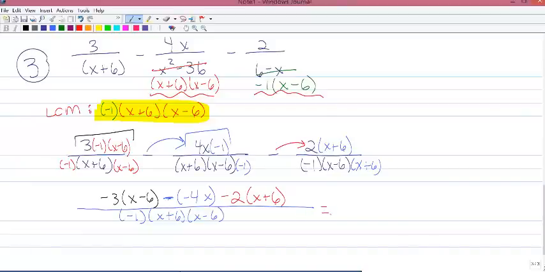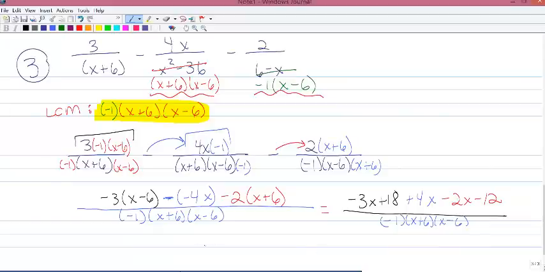Okay, so this still looks kind of ugly. Let's go through and distribute. So in my numerator, I'm going to have -3x plus 18. And then let's take it through, and we have plus 4x, and then take it through again, minus 2x minus 12. Just copy down your denominator.